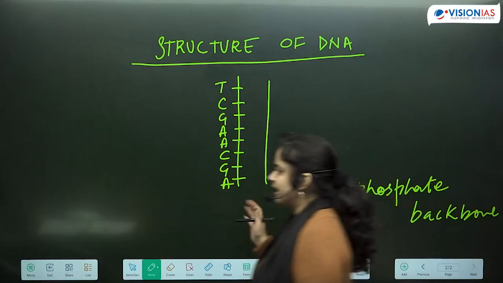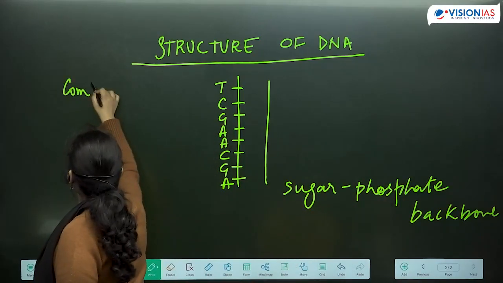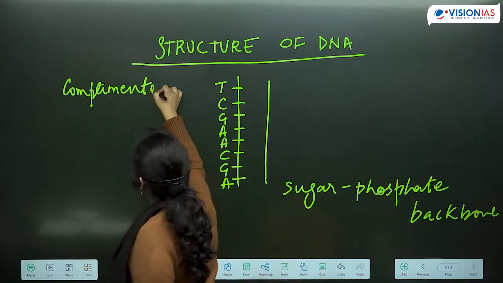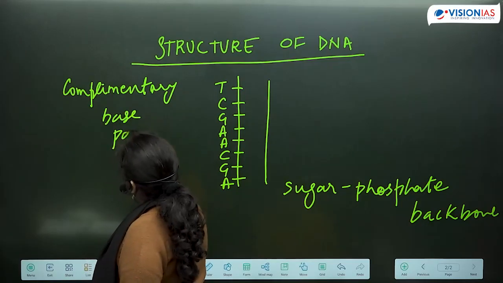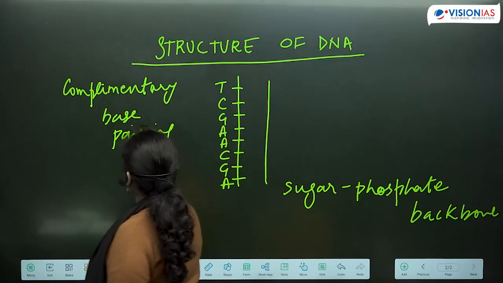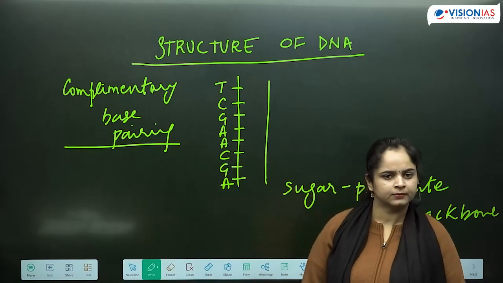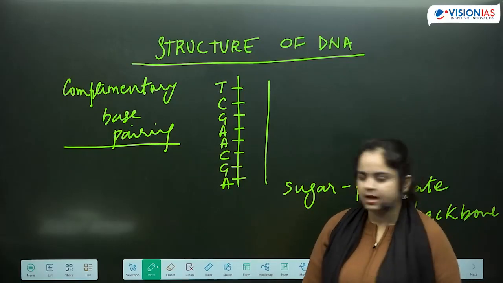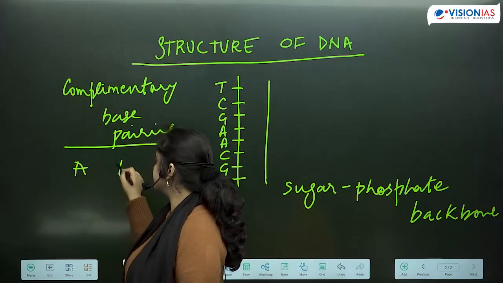Now, these nitrogenous bases have a property called complementary base pairing, in which the nitrogenous bases form bonds. Purines join to pyrimidines, and which purine joins to which pyrimidine, that is fixed in nature.